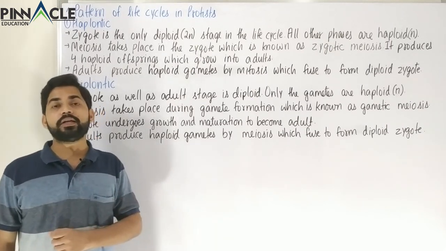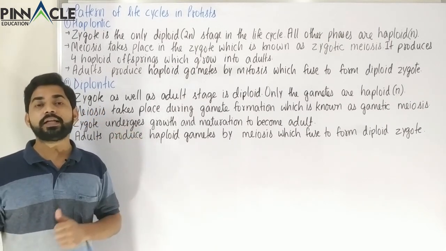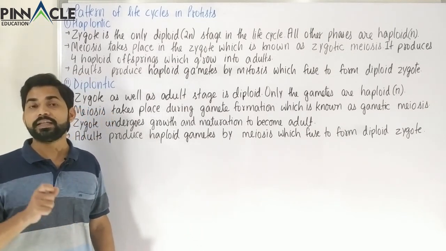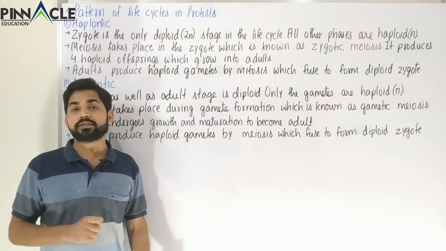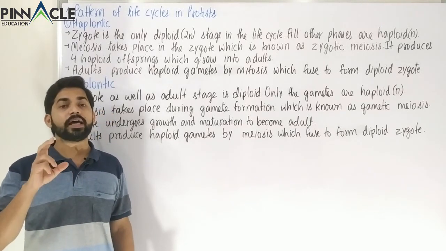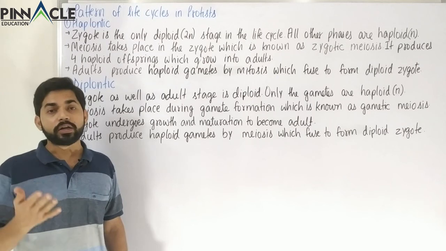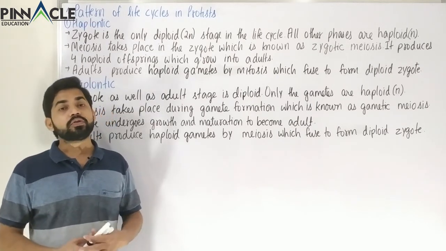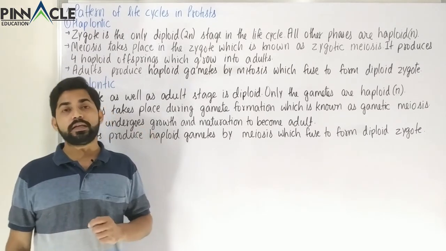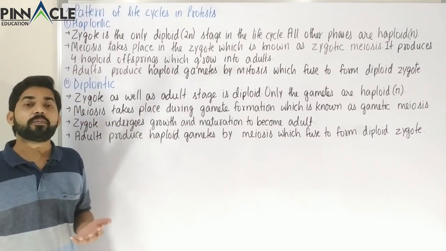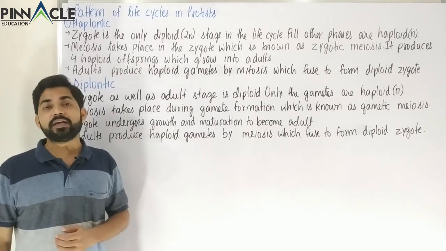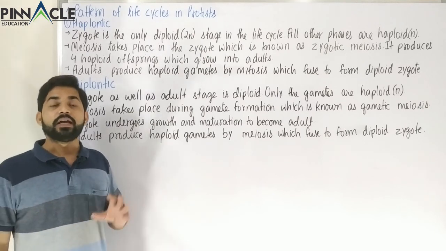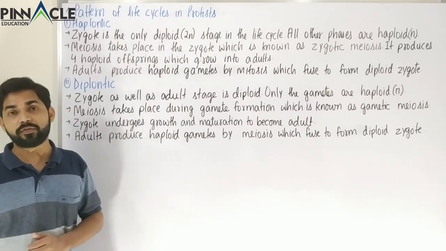The first point is that in the haplontic life cycle, the zygote is the only diploid stage in the life of a protist. The zygote has 2n number of chromosomes, the normal diploid content of DNA or chromosomes. So the zygote will be the only diploid stage. Apart from the zygote, every other stage in the protist will be haploid. It will only have half the number of chromosomes.